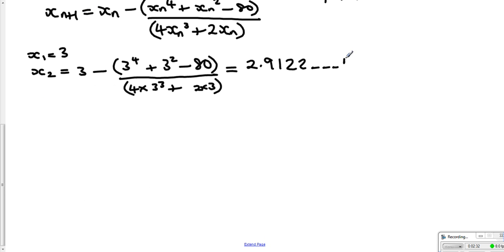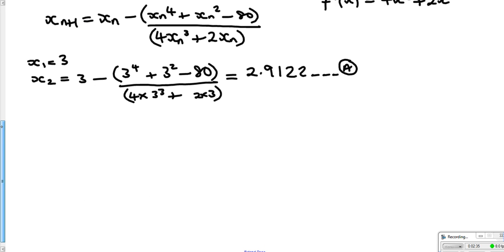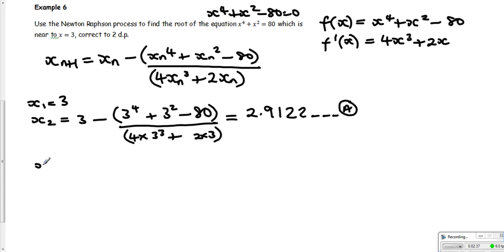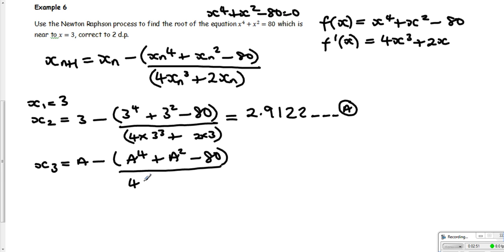Now, store this value in your memory of your calculator. So store it as A, because then for x3, all you're going to do is you're going to do A minus A to the 4 plus A squared minus 80 divided by 4 lots of A cubed plus 2 lots of A. So in other words, you're just going to keep using the fact that A is stored in the memory. So if you have a go at that, and that works out to be 2.90831. That will be your value for the next iteration, and then you can just keep going and going.